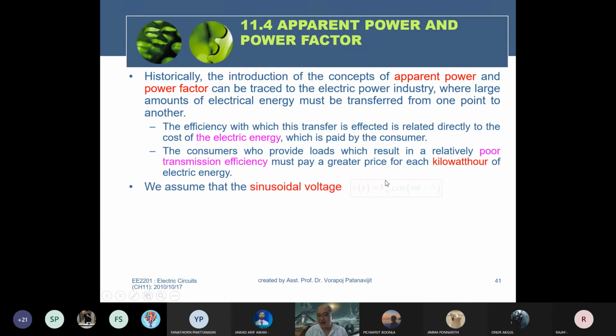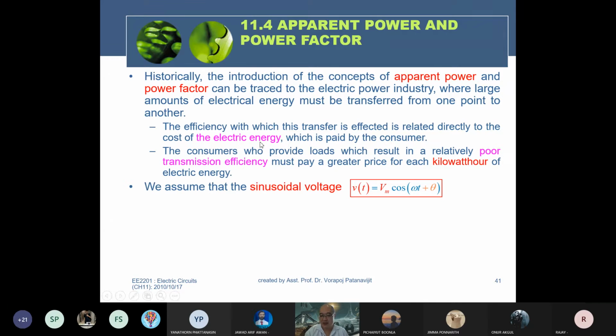Okay, the power that the consumers receive is usually in complex form, but what they can really use is only the real number. The imaginary part is the power that they absorb from the power plant, and the consumer must pay the price for that.